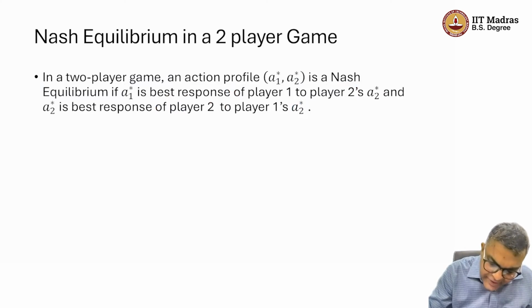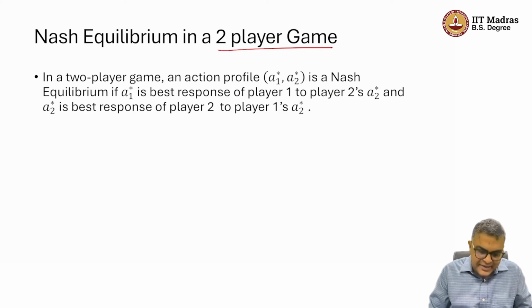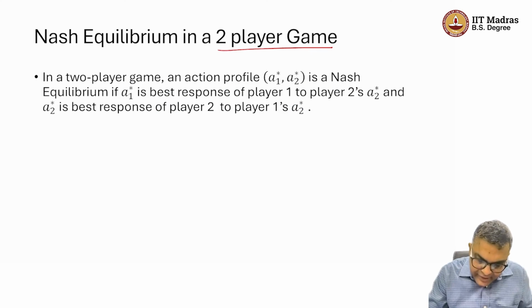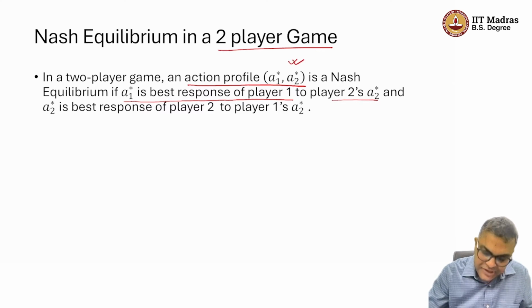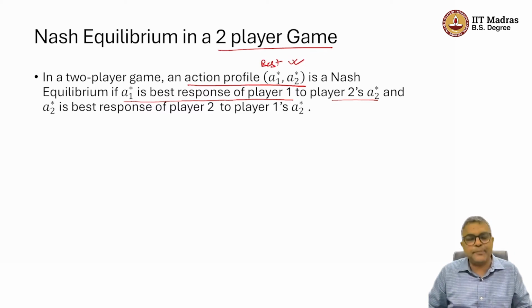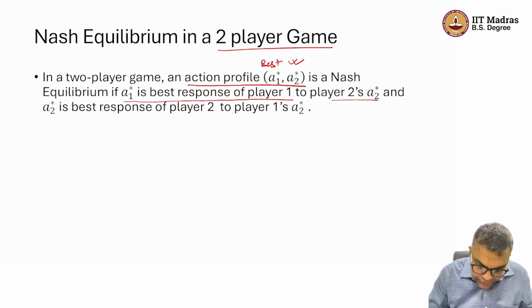So, now in the 2-player setting, we can talk about what is a Nash equilibrium. In a two-player game, an action profile a1 star, a2 star is a Nash equilibrium if a1 star is the best response of player 1 to player 2's a2 star. So, player 1 takes that player 2 is playing a2 star, and this is the best that player 1 can do, and player 2 takes that player 1 is doing a1 star and a2 star is the best that player 2 could do. And so, we are able to obtain that a1 star, a2 star is a Nash equilibrium.